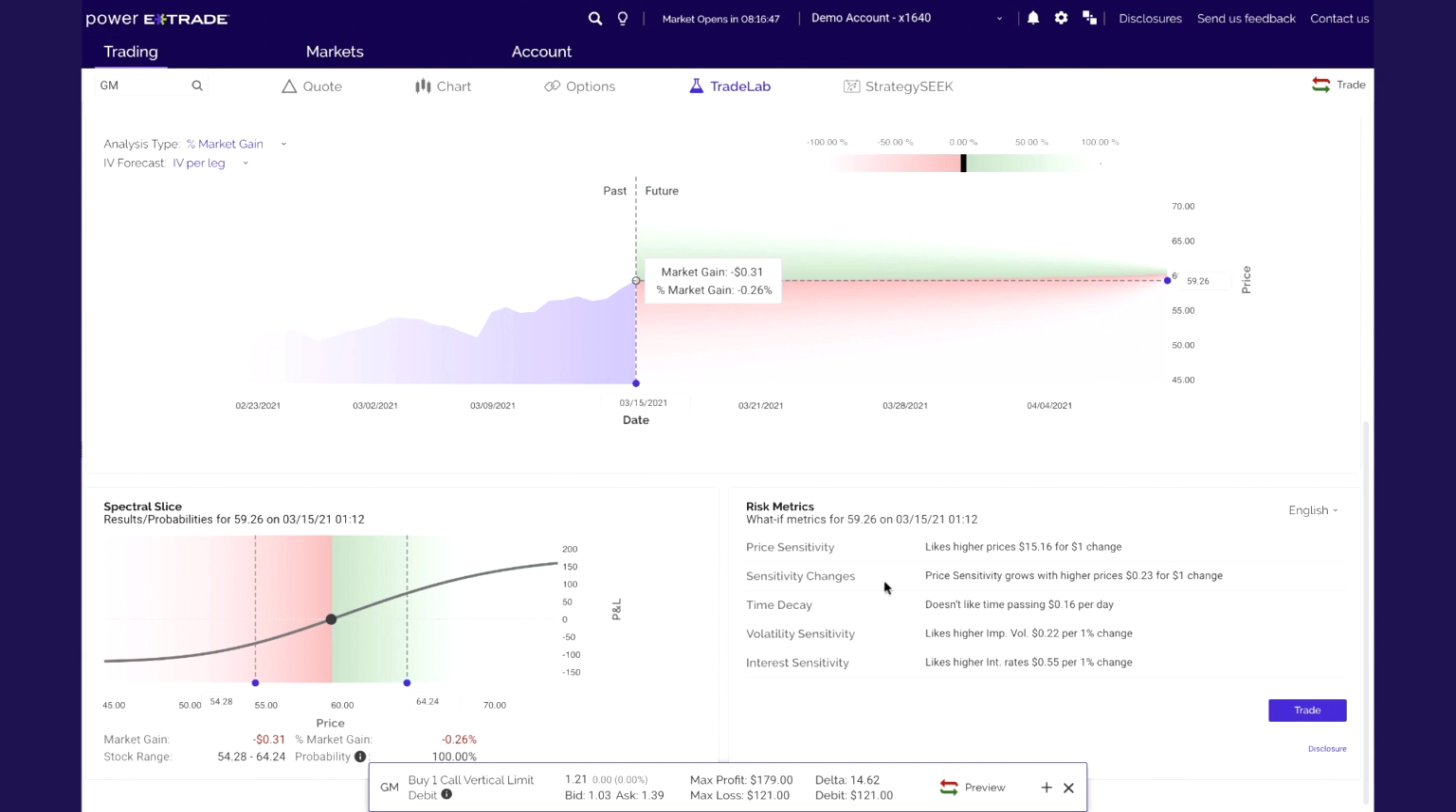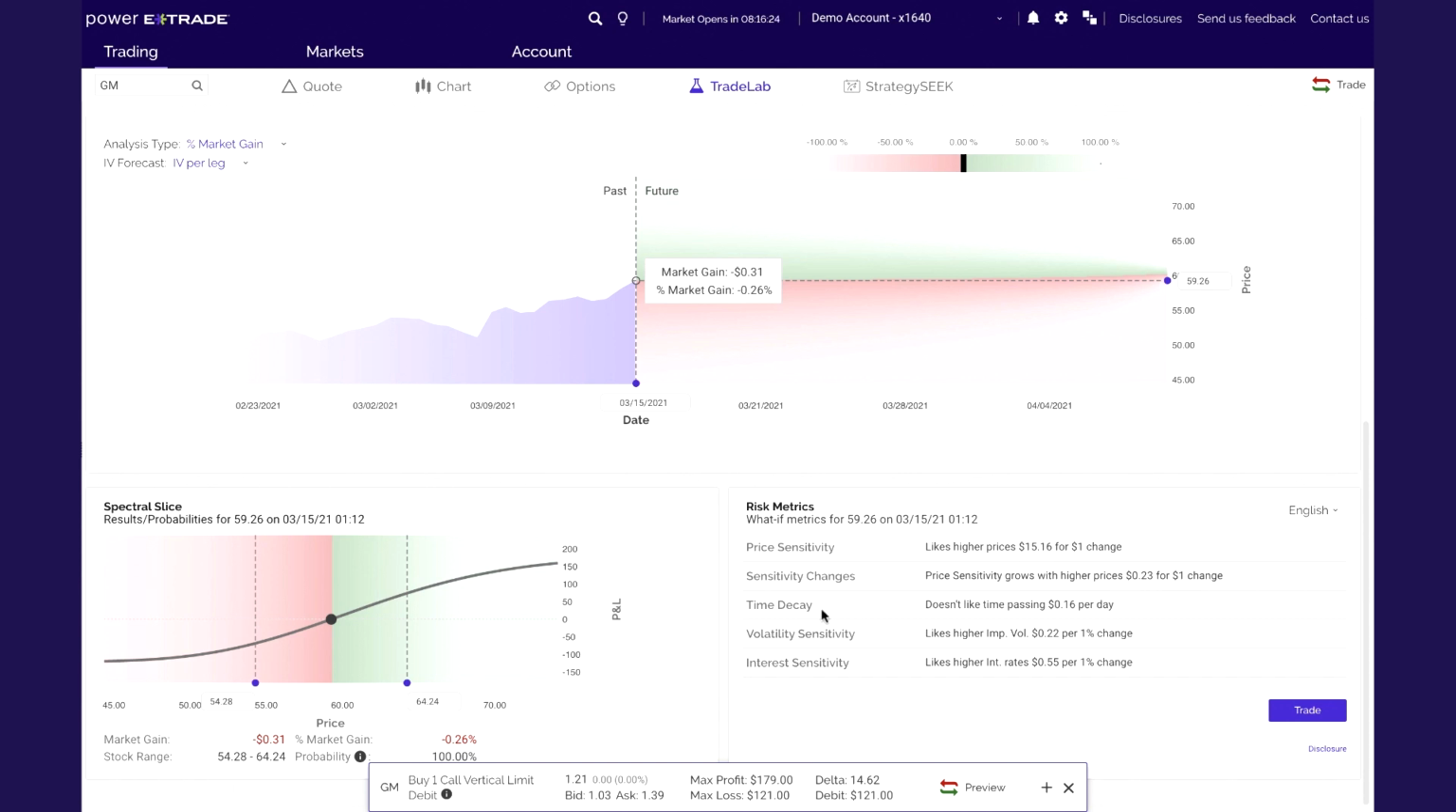Now, when it comes to sensitivity, I see that the price sensitivity is going to grow with higher prices. It will increase by 23 cents for a dollar change. This simply means that on the first dollar, I would make $15.16 if it were to go up. On the second dollar, I would make $15.16 plus 23 cents. You could just reverse that if you're trying to understand how this position would work if it was going against you.